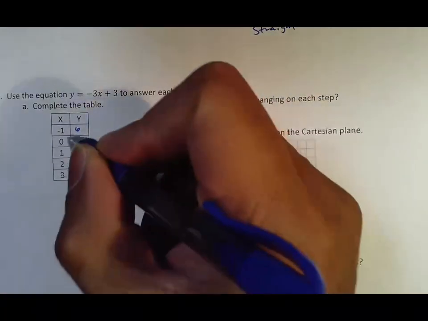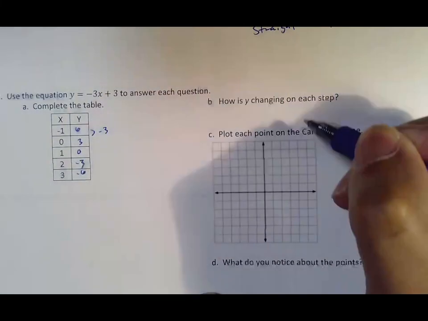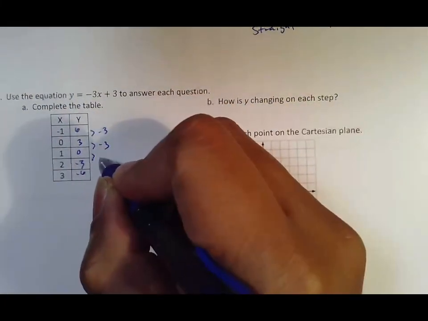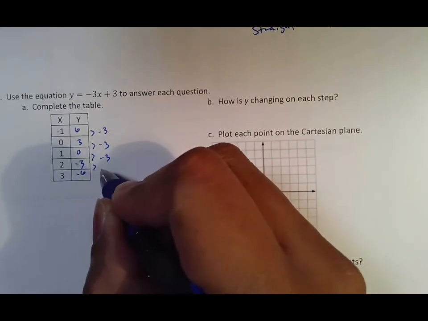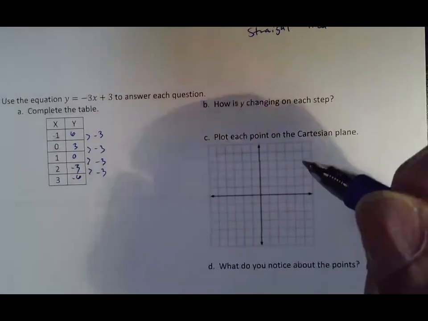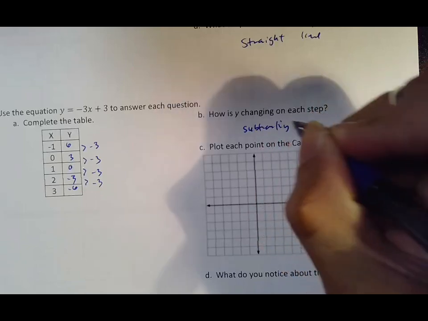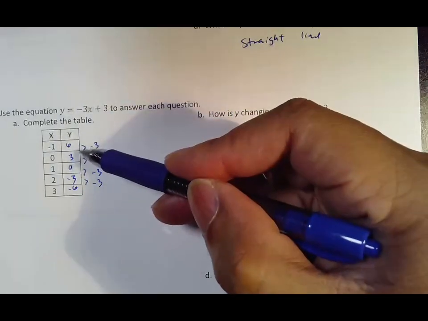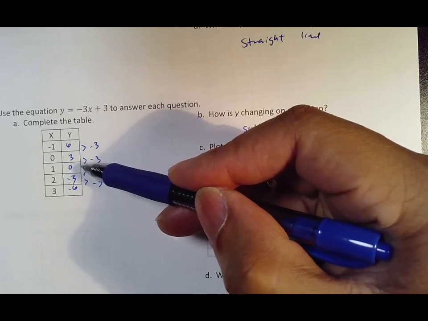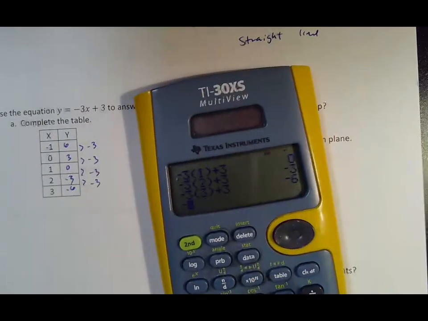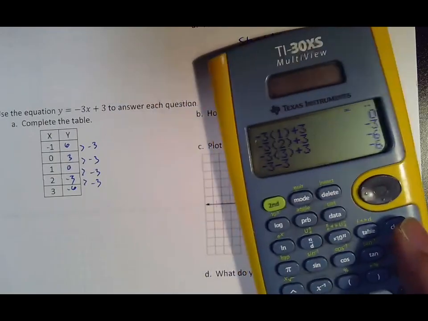How is y changing? Well, to me, from 6 to 3 would be down 3. From 3 to 0 would be down 3. Guess what? 0 to 3 is also down 3, and negative 3 to negative 6 is also down 3. So pretty much it is subtracting 3 each step. So 6 minus 3 is 3, 3 minus 3 is 0, 0 minus 3 is negative 3, negative 3 minus 3, and just here's your proof, is negative 6.